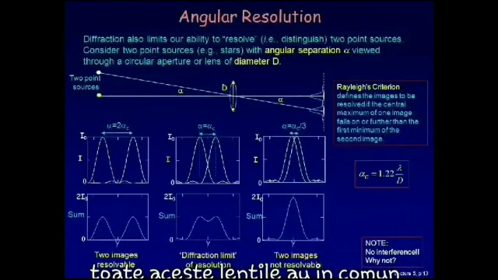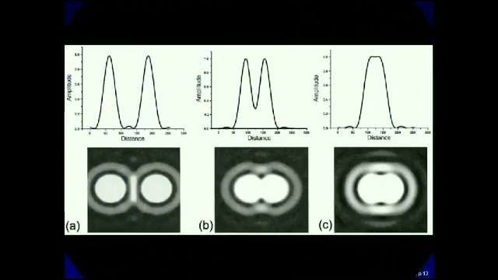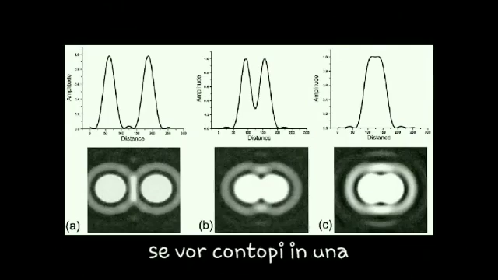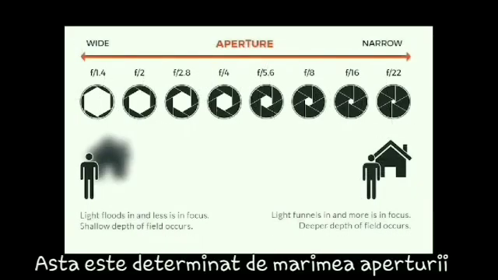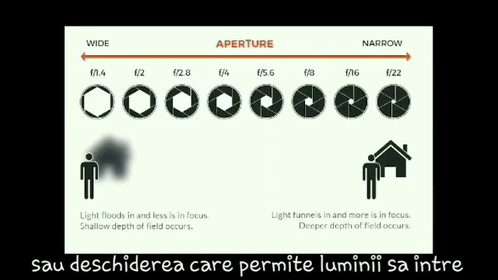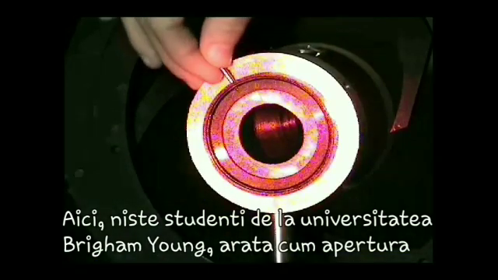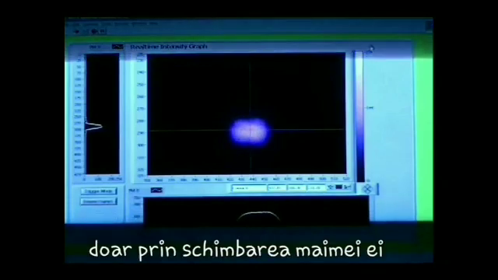All of these lenses share what is called an angular resolution limit, which simply means that once two light sources get close enough together, they will merge into one, blurring the image. This is all determined by the size of the aperture, or hole, which is allowing the light to shine through, like the pupil of your eye, for example. Here are some students from Brigham Young University showing how the aperture can create this effect at the same distance just by changing its size.